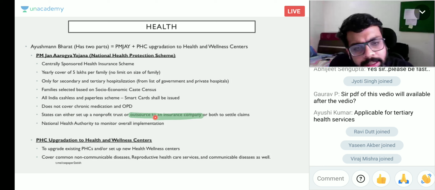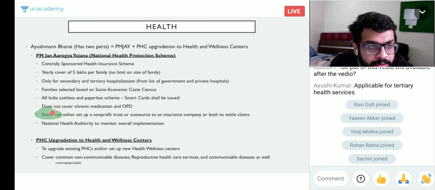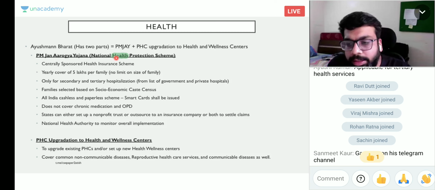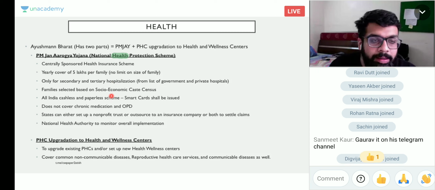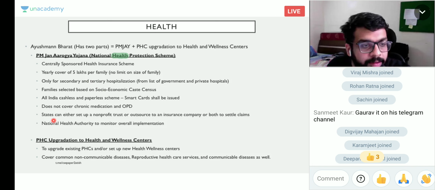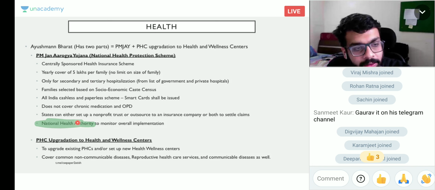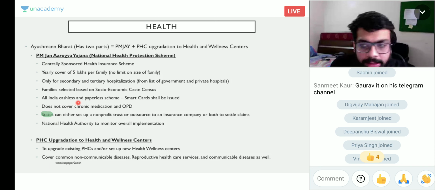Or you can directly hire a private insurance company who can manage this on your behalf. The decision lies with the states, because though this is a centrally sponsored scheme, it is already in the state list. So you have to take into consideration whatever the states have in terms of their requirements. And to monitor and implement all of this at a larger level, we already have the National Health Authority, who will coordinate between the center and the states and shall make sure that this is implemented rather smoothly.